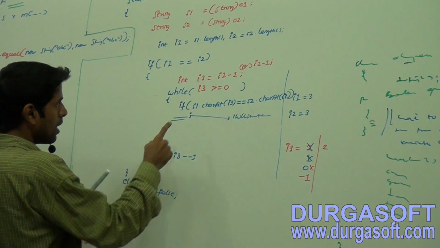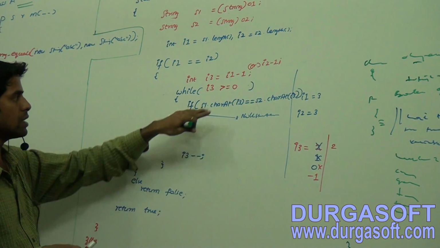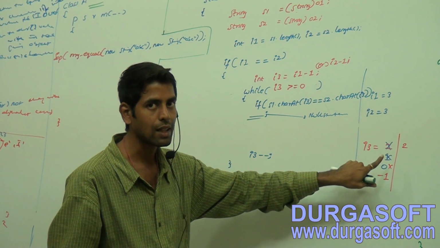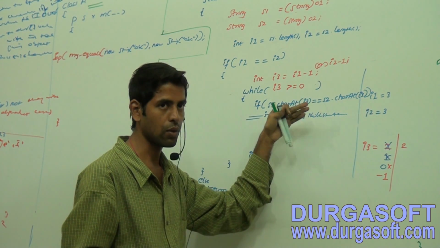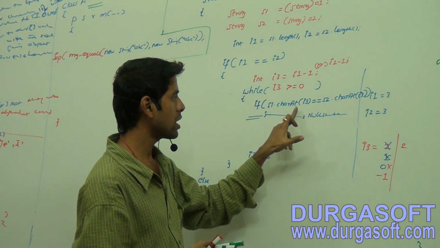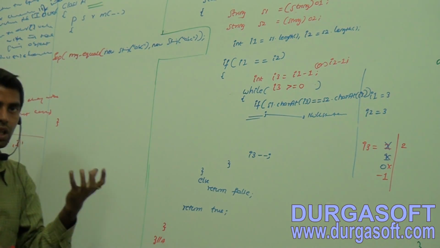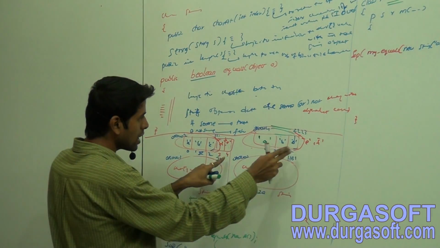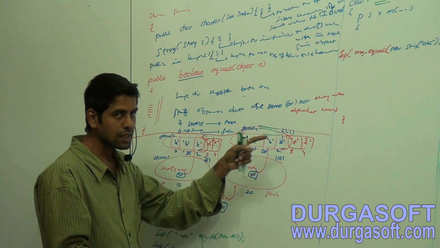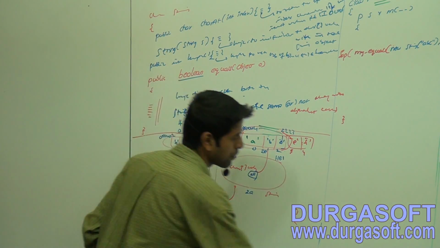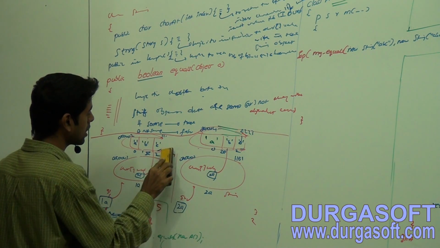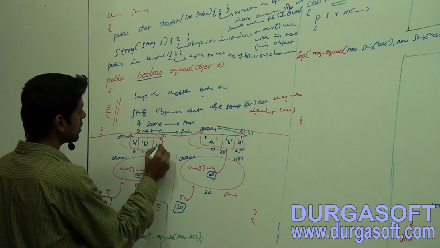Now, of course, we have written this condition by considering this. So till the I3 value is greater than or equal to 0, you have to execute this statement. Now observe what I'm doing here. I'm checking each and every string object's corresponding index elements to see whether they are equal. Now observe this part, friends.